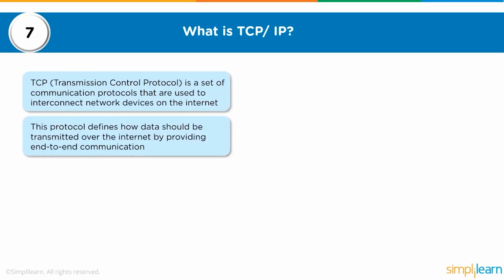Moving on to question number 7. What is TCP/IP? TCP/IP, or Transmission Control Protocol over Internet Protocol, is a set of communication protocols that are used to interconnect networking devices on the internet. This protocol defines how data should be transmitted over the internet by providing end-to-end communications. So essentially, if you want networking to be established on your machine, you will need TCP/IP. Without TCP/IP, there will be no workgroups, there will be no domains. Basically, your interconnectivity will go for a toss.